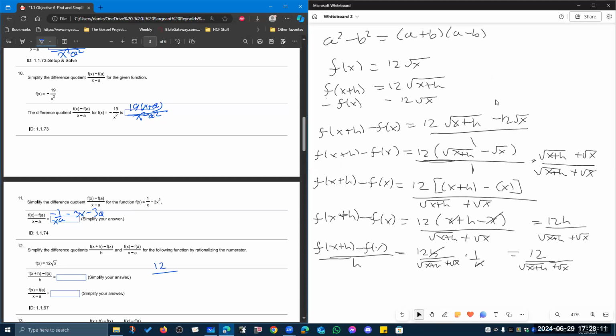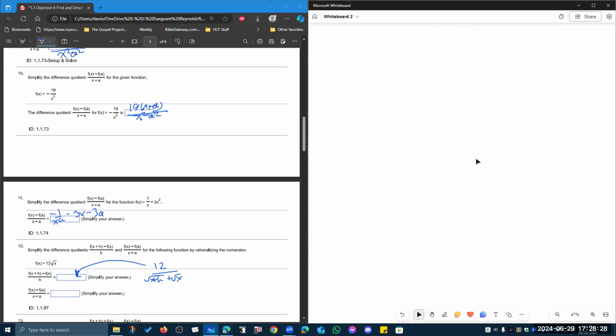So let's go ahead and write this down for the first one: 12 over root x plus h plus root x is what goes in here. And let's clear this out and do the second half of the problem.